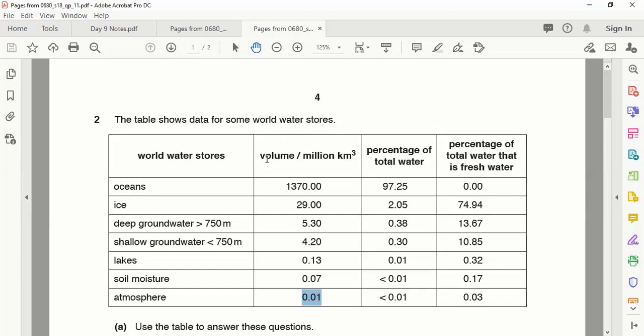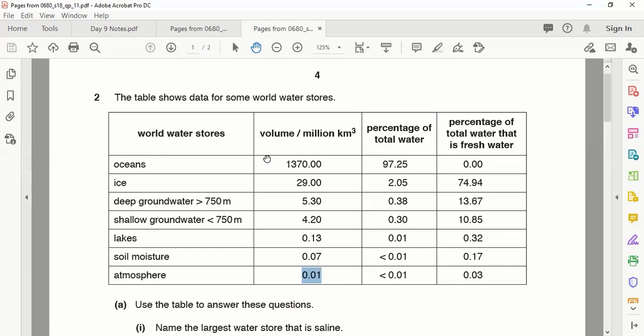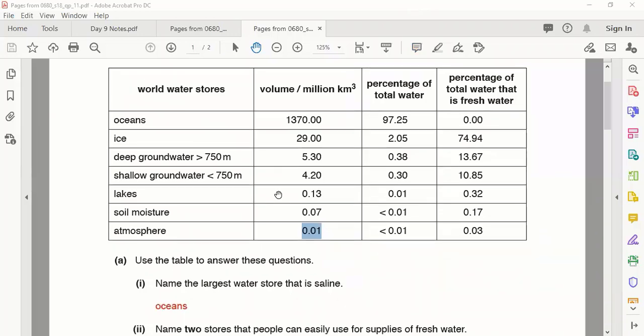Okay, now they're saying use the table and answer these questions. Name the largest water store that is saline. Where is the most water stored in the world? Ocean. Yes. So that is oceans. Understand?